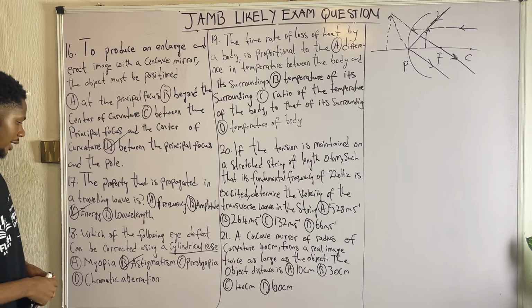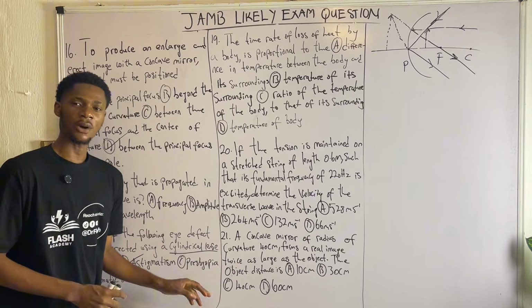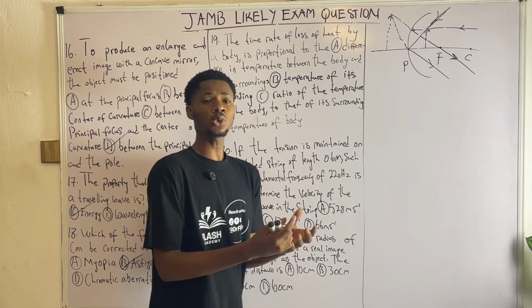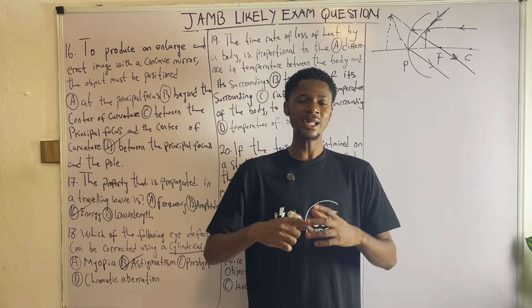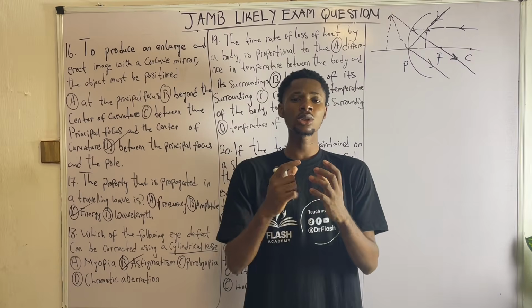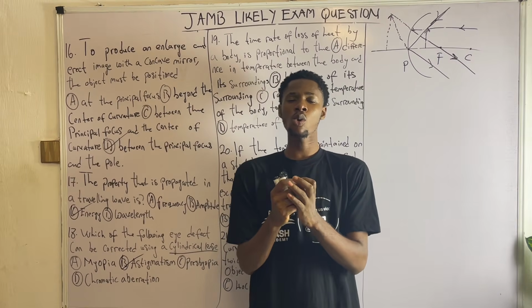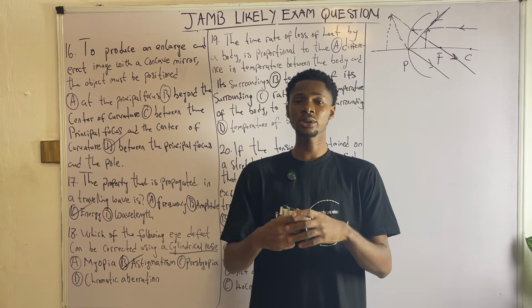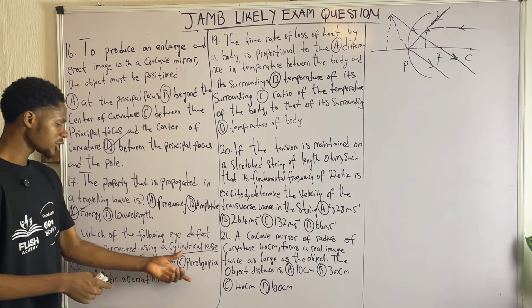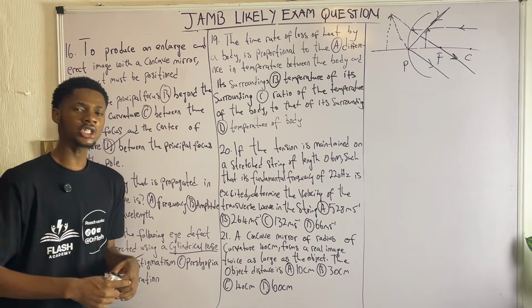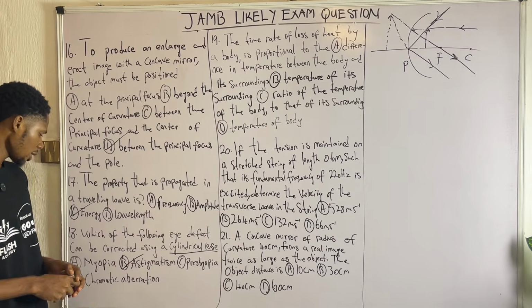Now we also have presbyopia. Presbyopia usually occurs in old people due to age most times. It is due to the weakness of the ciliary muscles. That is, these ciliary muscles are unable to expand and contract freely because of old age or any other reason. The presbyopia eye defect is corrected using a bifocal lens. That's what we make use of.